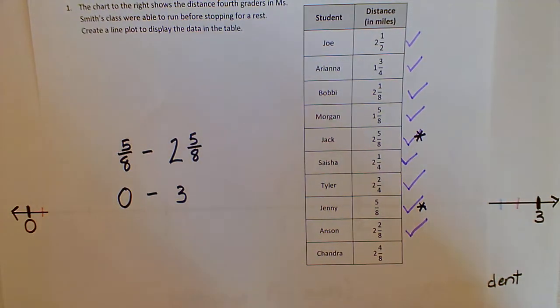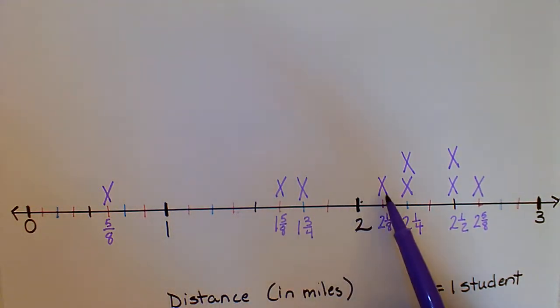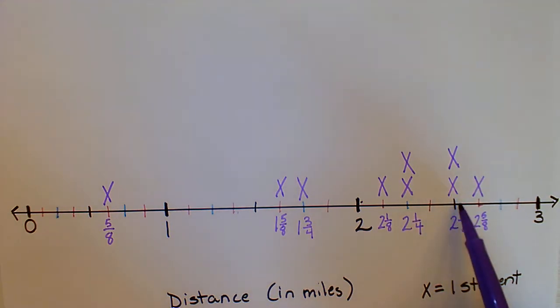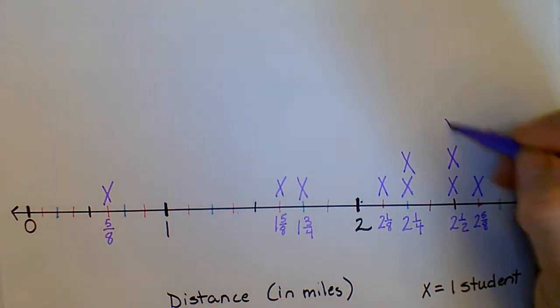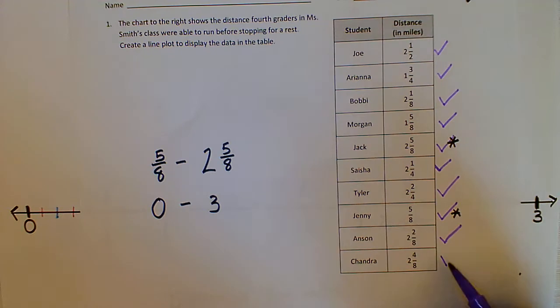Boom. And now we're down to Chandra. And Chandra did 2 and 4/8. Downward check. 1, 2, 2 and 1/8, 2 and 2/8, 2 and 3/8, 2 and 4/8. So now again I'm seeing that 2 1/2 is going to be the same thing as 2 and 4/8. And again, that's because 4 is half of 8 and 1 is half of 2. So we know that those are equivalent. So let me finish my checking off.